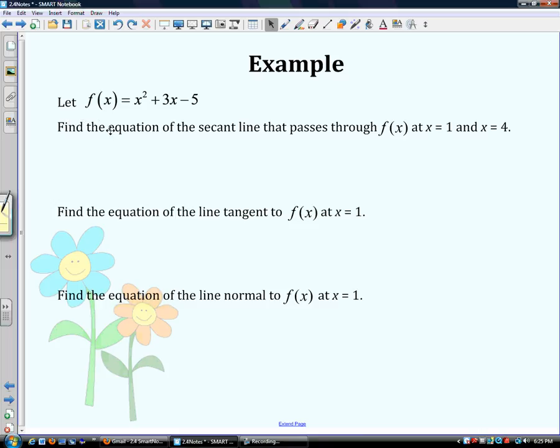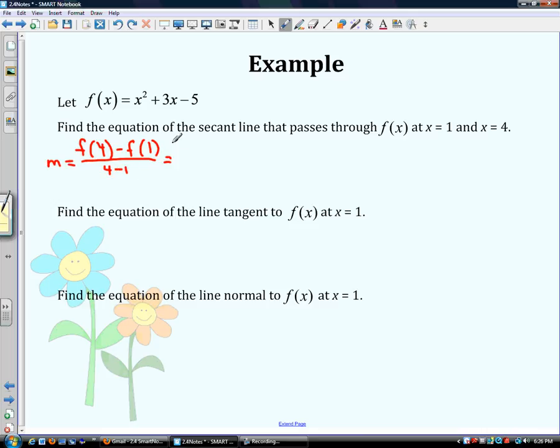Let f of x equal x squared plus 3x minus 5. Find the equation of the secant line that passes through f of x at x equals 1 and x equals 4. So our first job is to find the slope between those 2 points. So I have f of 4 minus f of 1. It's our average rate of change formula. In other words, it's our slope formula. Divided by our change in x values, which is 4 minus 1. Let me label that as our slope.